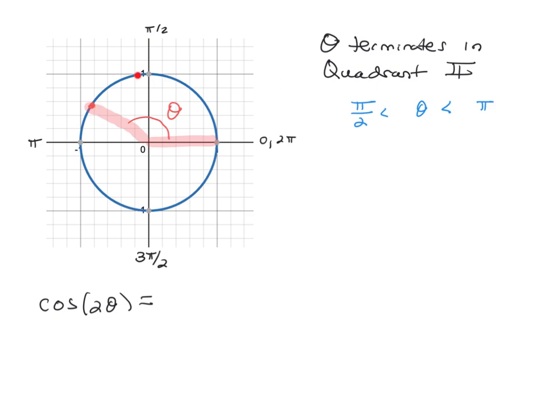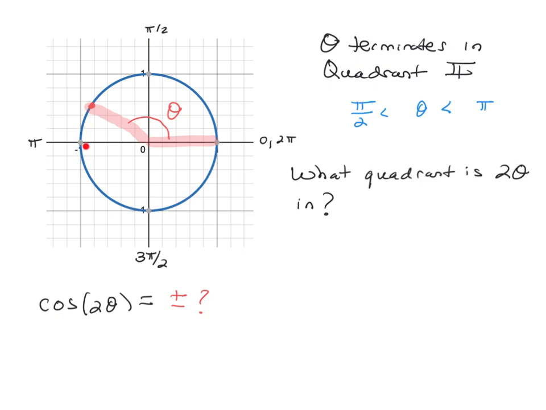Theta terminates in the second quadrant, meaning it's between pi over 2 and pi, and I stated that information here. If you want to figure this out, you could first start by asking yourself, should this be positive or negative, whatever our answer is? Can we even figure that out based on the angle 2 theta? The question you should ask yourself is, what quadrant is the angle 2 theta in?